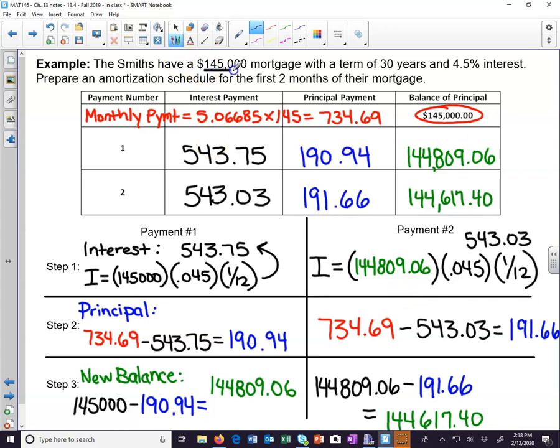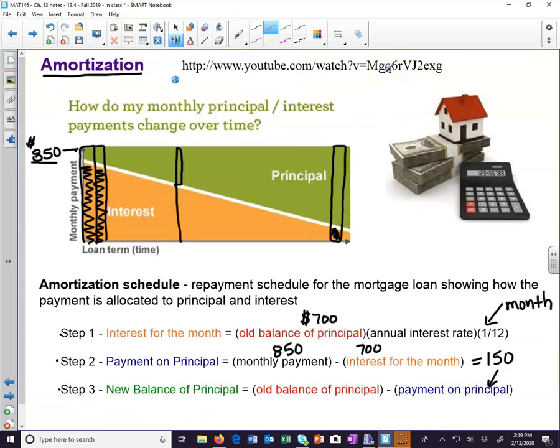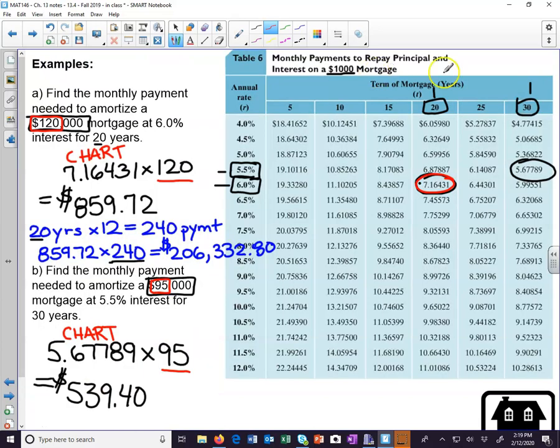So this one we have a $145,000 mortgage, so that is what they borrowed. It has a term of 30 years, 4.5% interest, and we're going to prepare an amortization schedule for the first 2 months. Now the first thing we're doing is we're going to find the monthly payment, because that's what we need to know to be able to figure out how much money we're going to have for interest and principal.